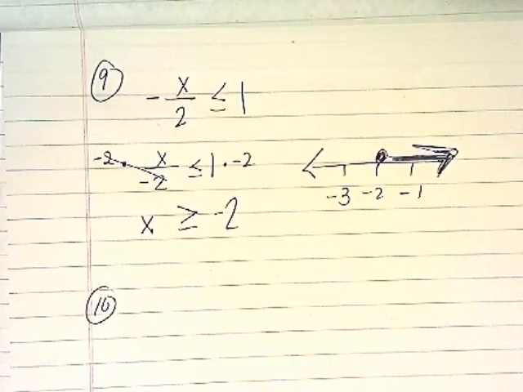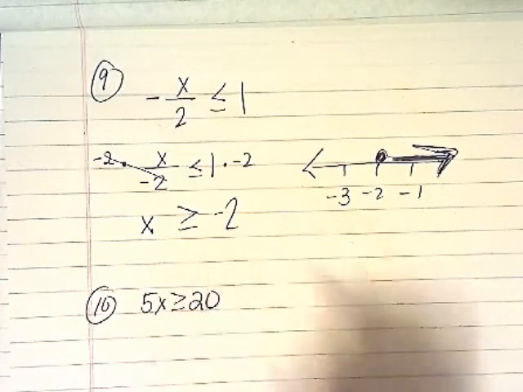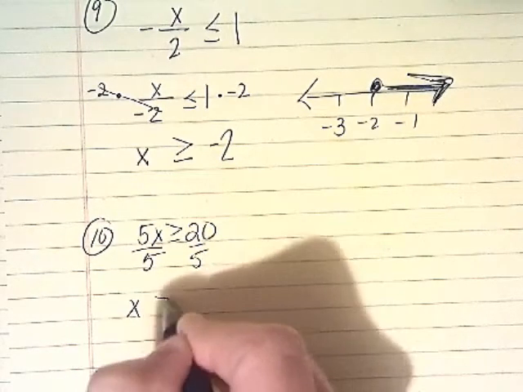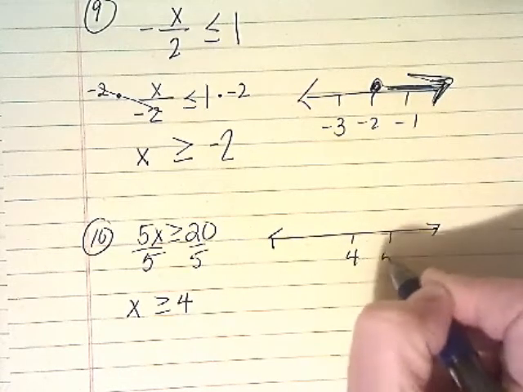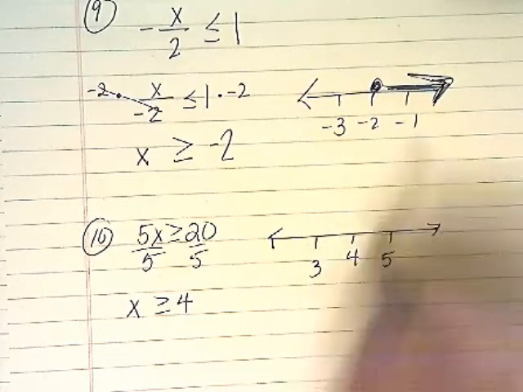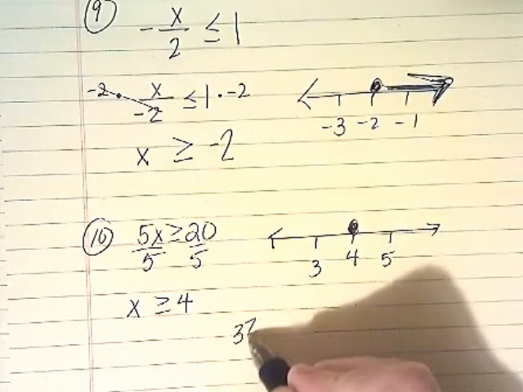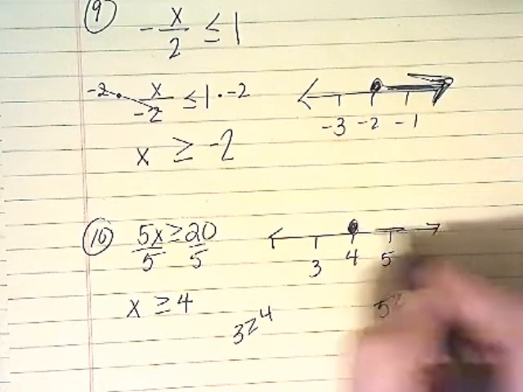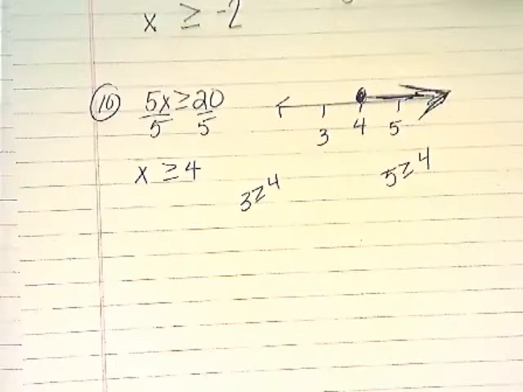Number 10 says 5x is greater than or equal to 20. Divide by 5. X is greater than or equal to 4. So it's a colored in circle. And is 3 greater than or equal to 4, or is 5 greater than or equal to 4? And 5 is the one that's true. So we're going to shade on that side.